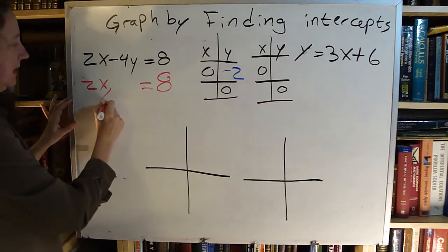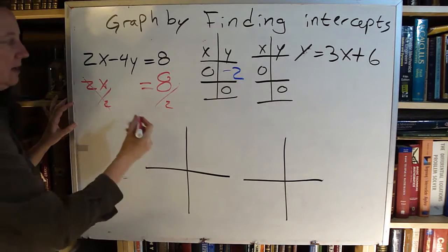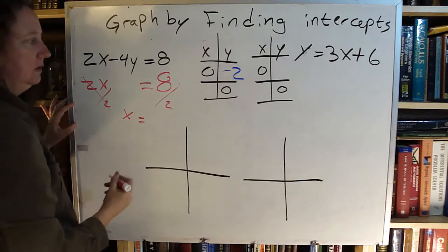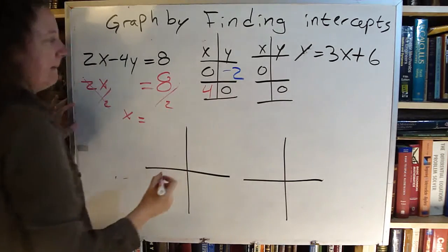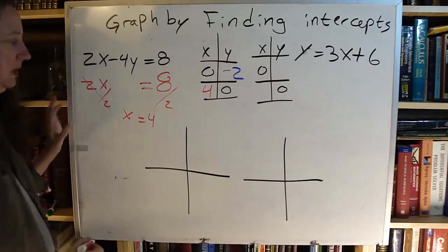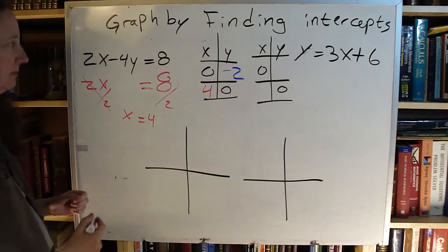2x equals 8, divide the 2 out. 2 divide 2 cancels out, I'm left with x equals 8 divide 2 is 4. So now I have my 2 points. Now I take them to my graph and I graph them.